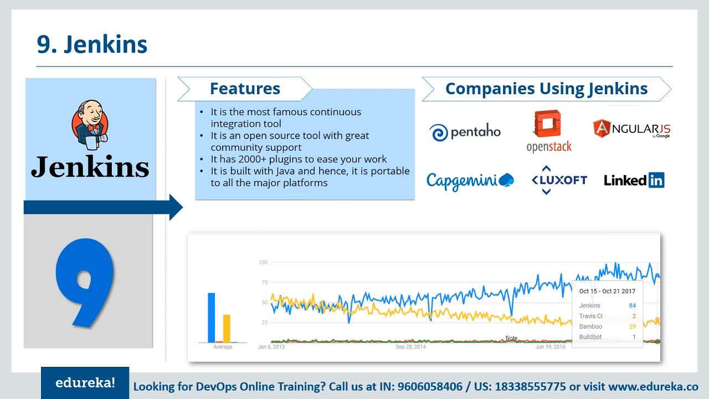So Jenkins is supported by multiple platforms. It is much easier to create a project and deploy it in Jenkins, right? And these are the popular companies that are using Jenkins, starting with Penthouse, then we have OpenStack, Angular, Capgemini, Luxsoft, LinkedIn. These all are using Jenkins. Almost every industry out there is using Jenkins as the main continuous integration tool, right?